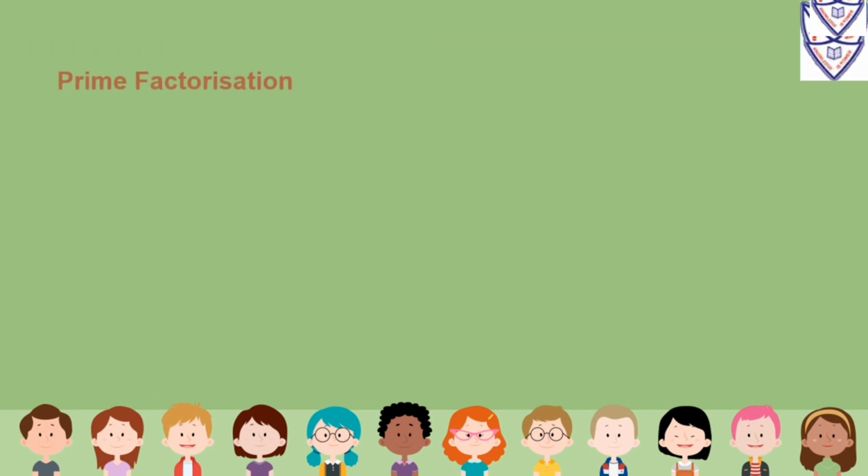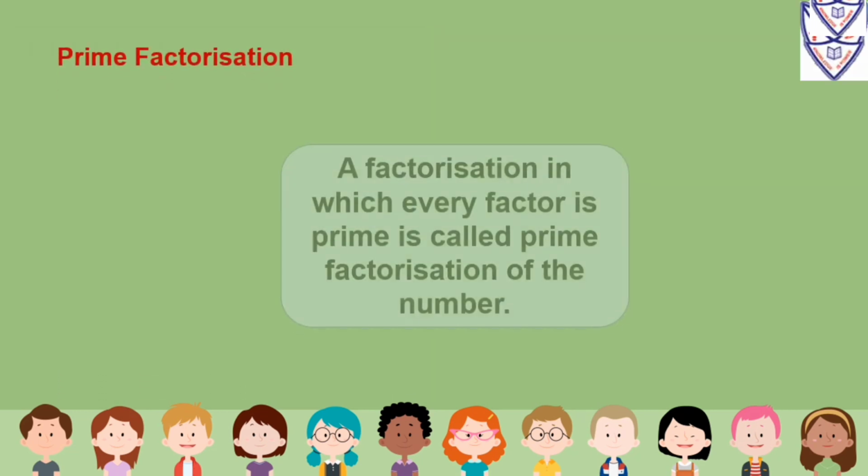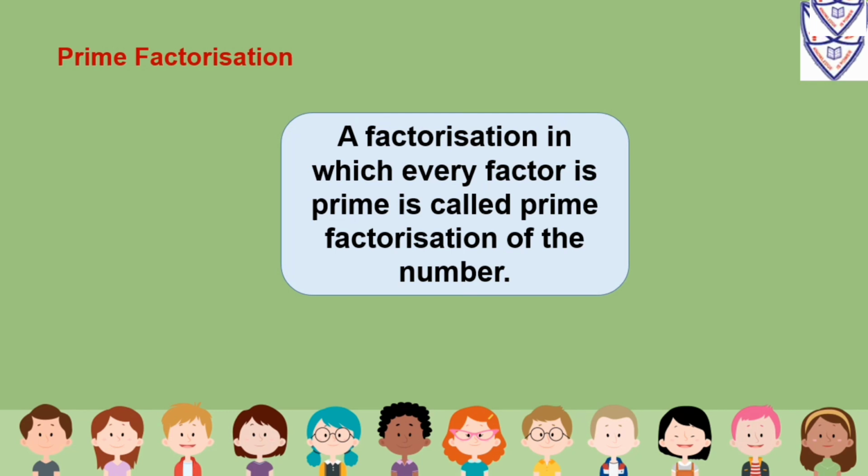Now next is prime factorization. A factorization in which every factor is prime is called prime factorization of the number. Means now we are going to do prime factorization in which every factor should be prime. Prime means what? Only having two factors. Means 1 and the number itself. So now we are going to do a prime factorization of the number. Okay.